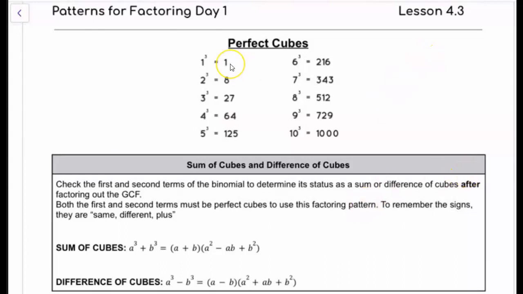So 1 times 1 times 1 is 1, so 1's a perfect square, or my bad, perfect cube. 2 times 2 is 4, times 2 is 8, that's a perfect cube. 3 times 3 is 9, times 3 is 27, perfect cube. 4 times 4 is 16, 16 times 4 is 64. You get the idea. These are all perfect cubes because they're all the same number multiplied by themselves 3 times.